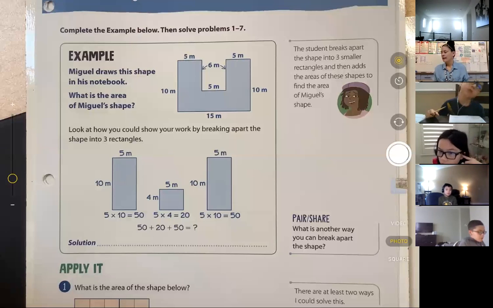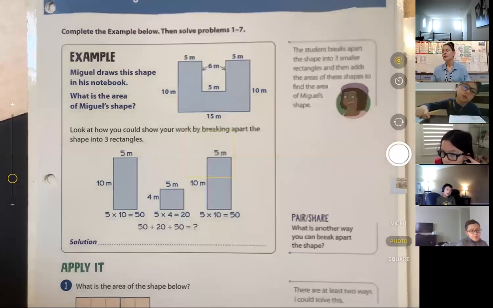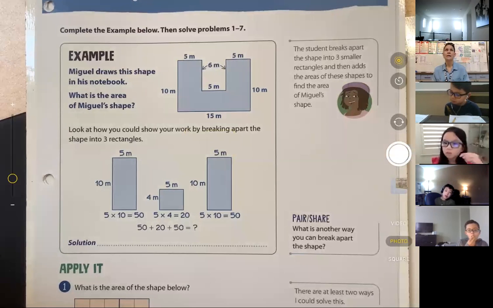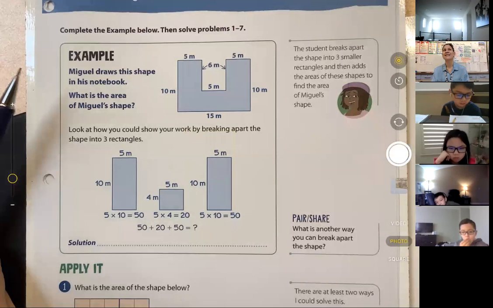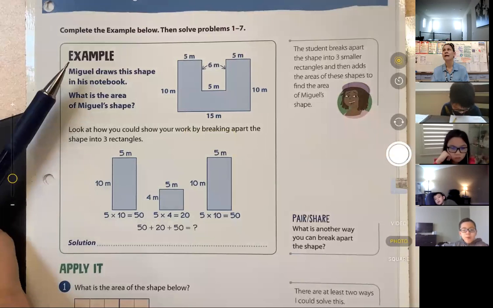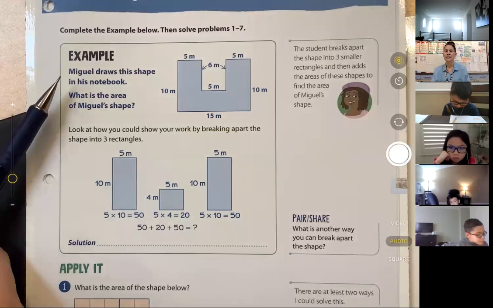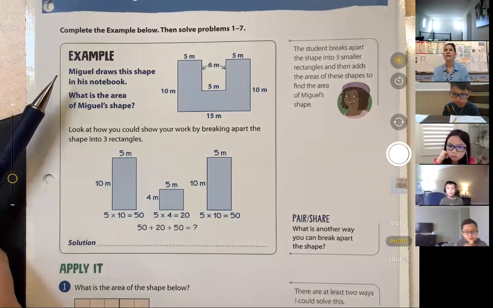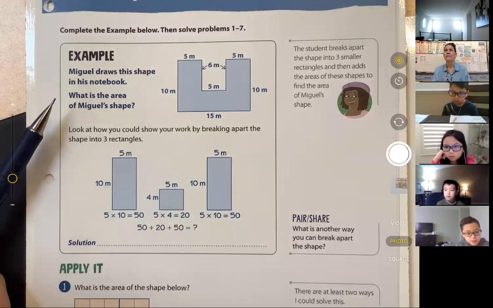All right, friends, so again, lesson 16, page 353, adding areas. I want to draw your attention up to where it says example in bold capitalized letters. We're going to talk about Miguel's shape. Miguel draws this shape in his notebook. What is the area of Miguel's shape?